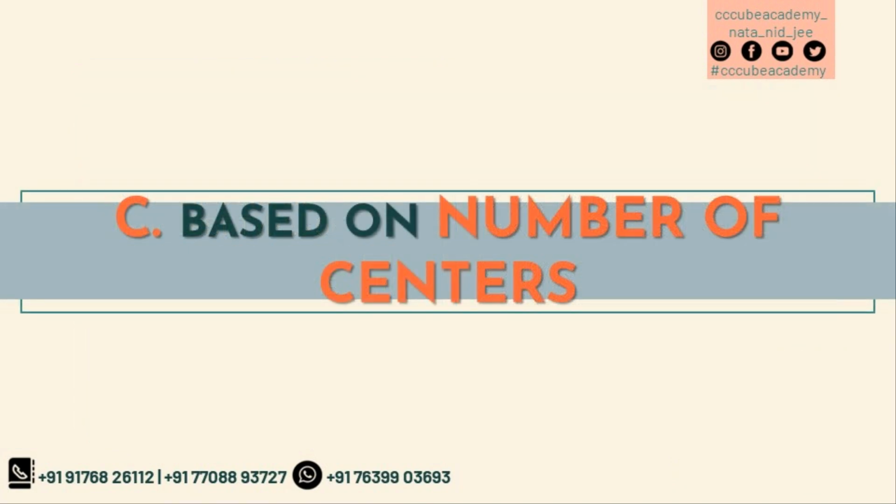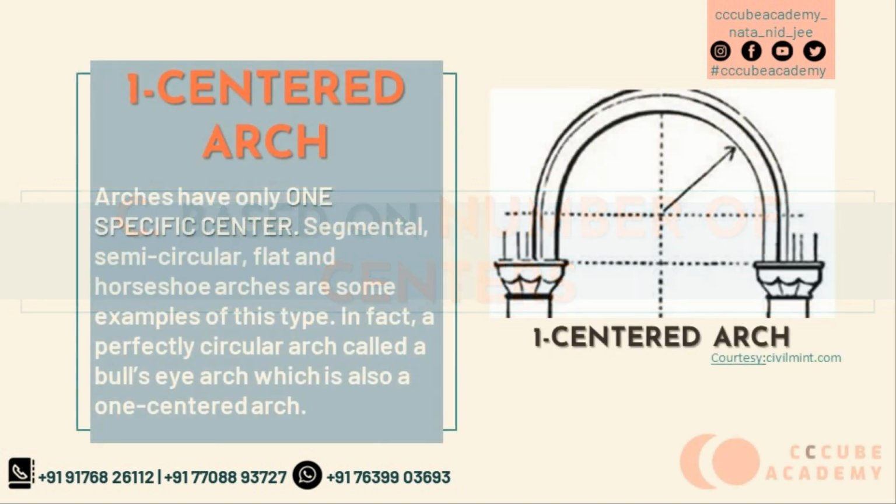The third way of distinguishing types of arches is based on number of centers. The aforementioned descriptions make it clear that a single arch can have more than one center. One-centered arch. Arches have only one specific center. Segmental, semicircular, flat, and horseshoe arches are some examples of this type.